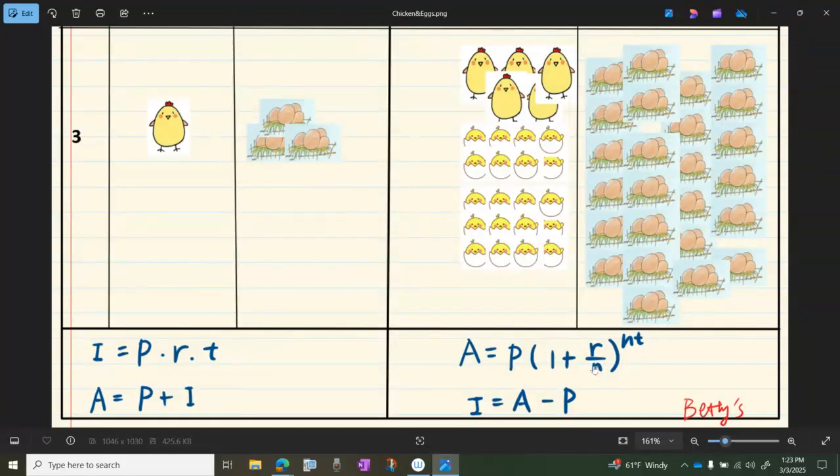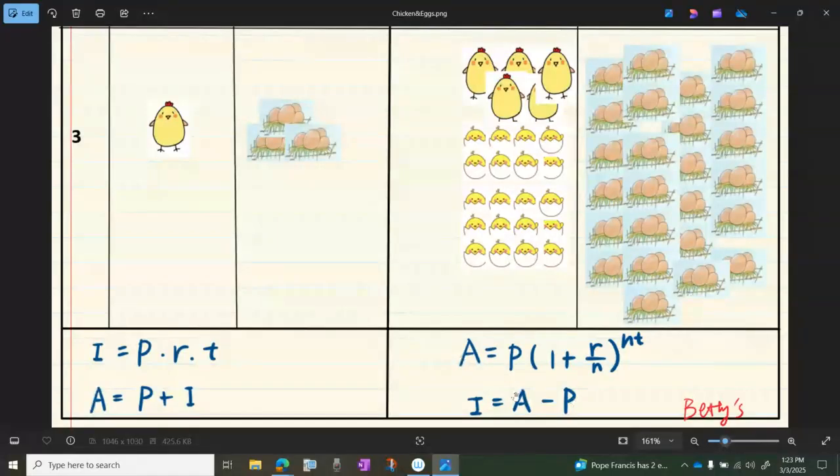What if your interest is generated once a month? Your chicken lays eggs every month. Then n equals 12. It means you have new interest generated 12 times a year. And what if your chicken lays eggs every day? Think about that. It's very powerful, right? And n would be 365. Sometimes we use 360, depending on the instruction of the question. It means you have new interest 365 times per year.